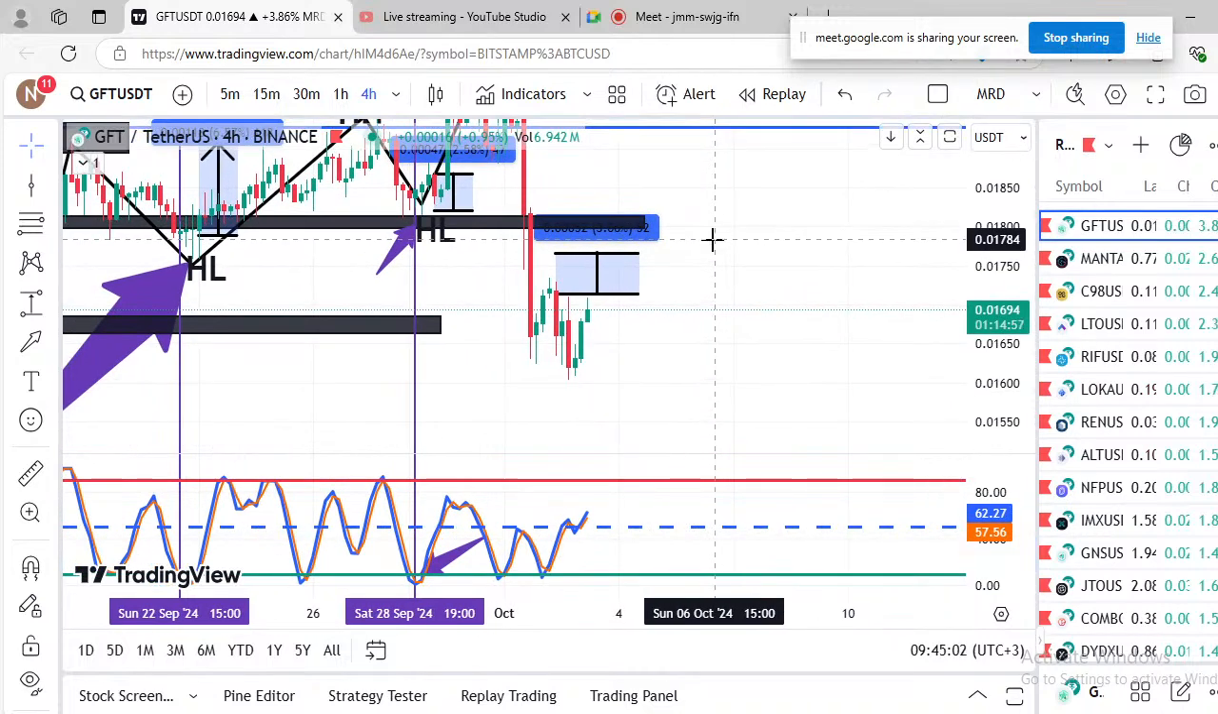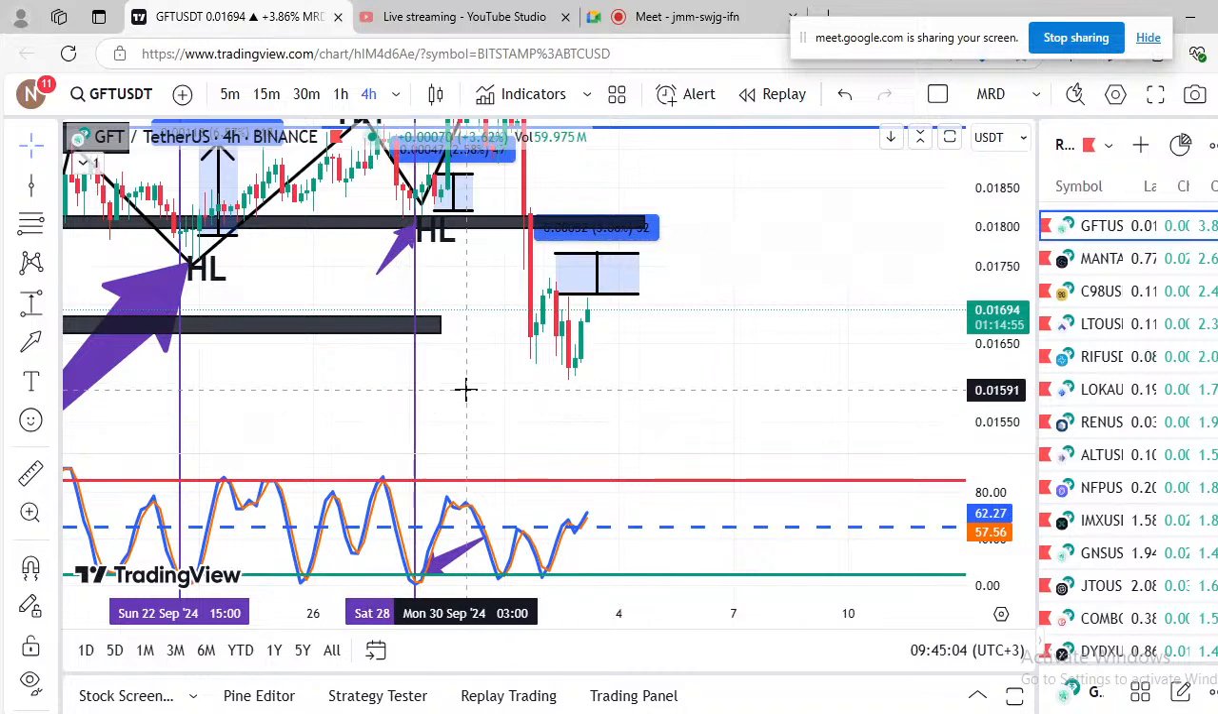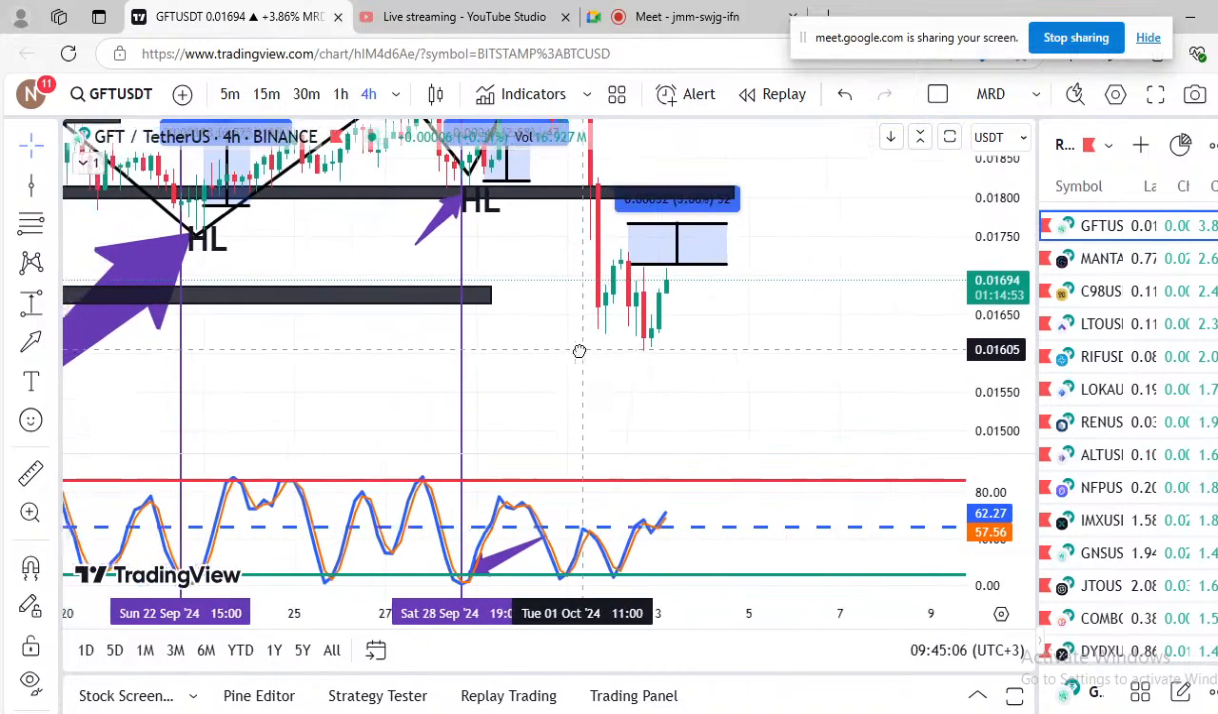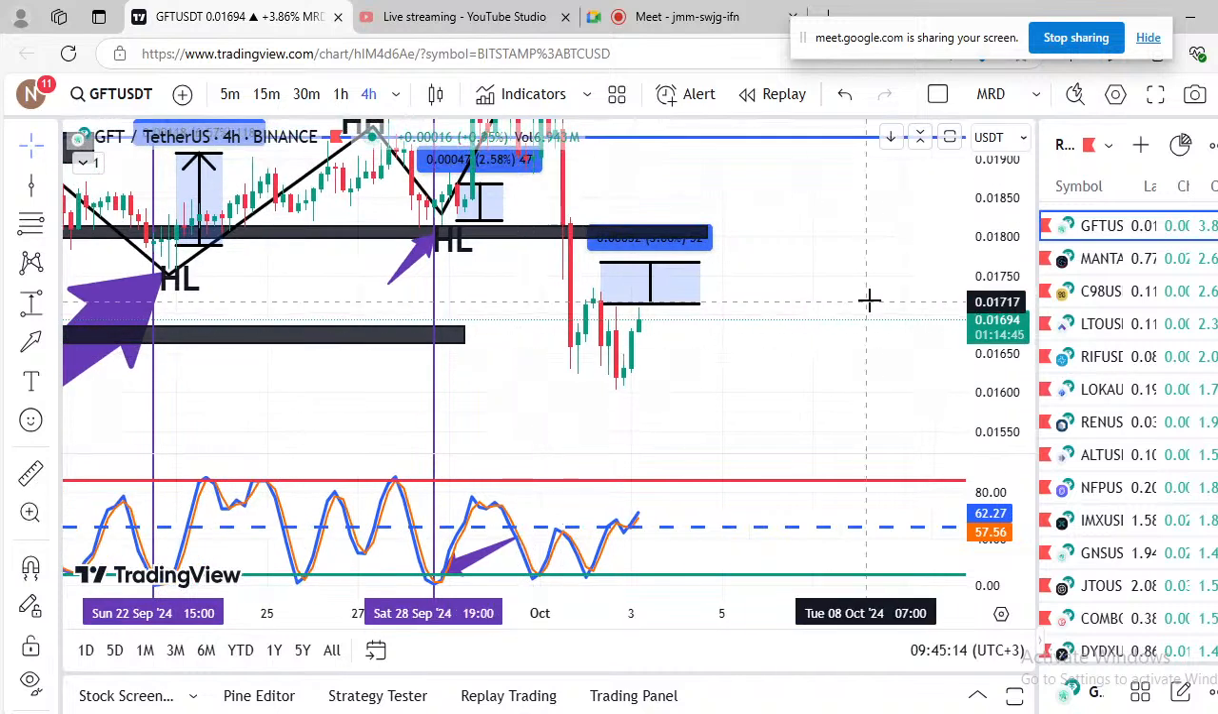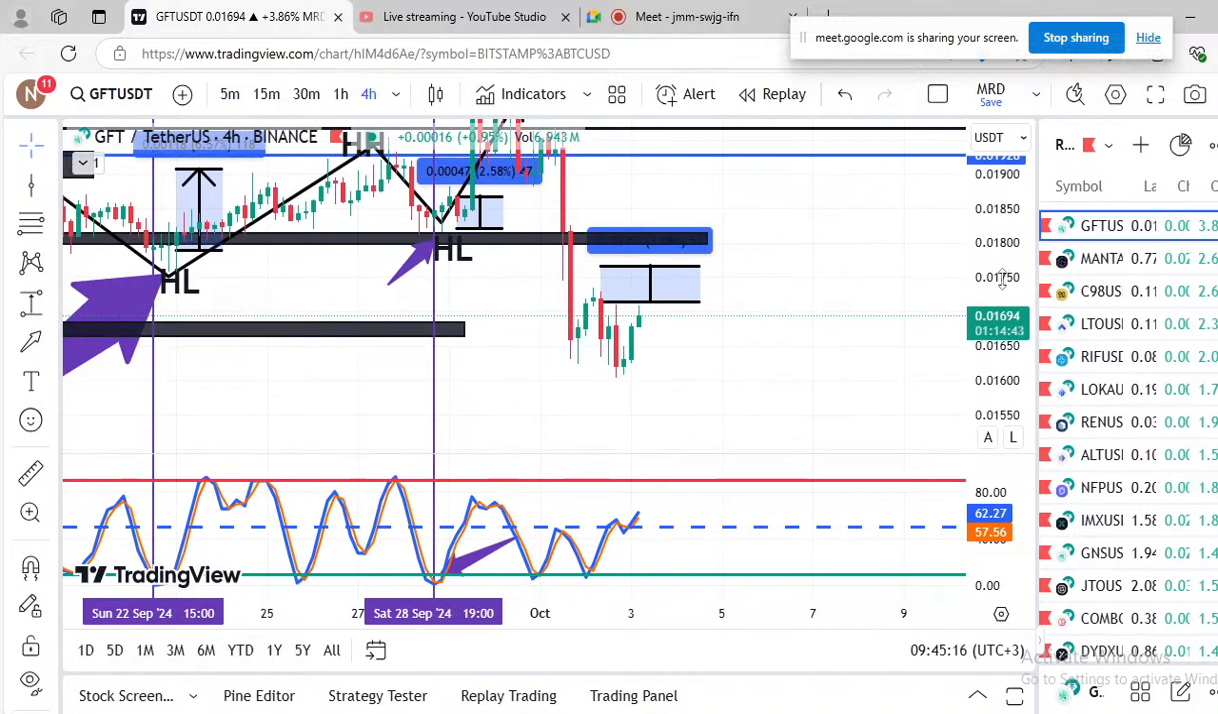Are you getting something here, or are you lost completely? Yes, we are catching something. You are catching something. Yeah. So that is it.